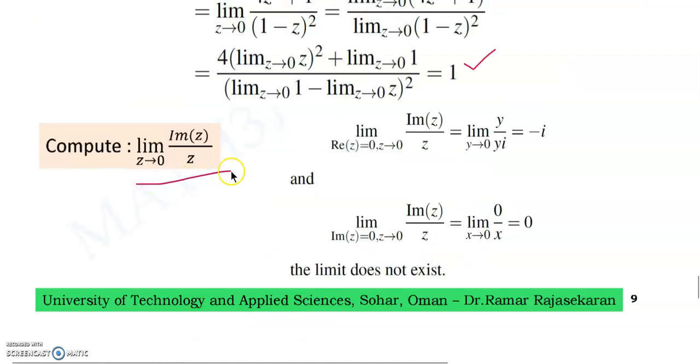Here we have to find this limit: numerator imaginary part of z, divided by z, as z tends to 0. Here we can find it in two cases. First, with real part of z equal to 0 and z tends to 0, the value is minus i. Second, with imaginary part 0 and z tends to 0, the limit does not exist.